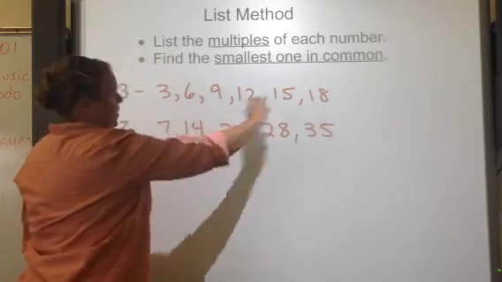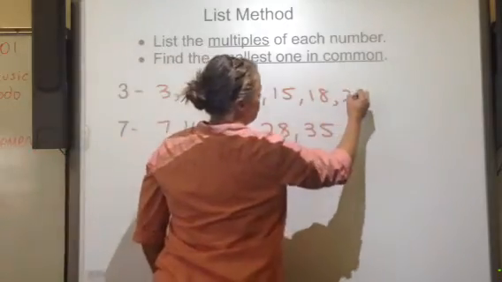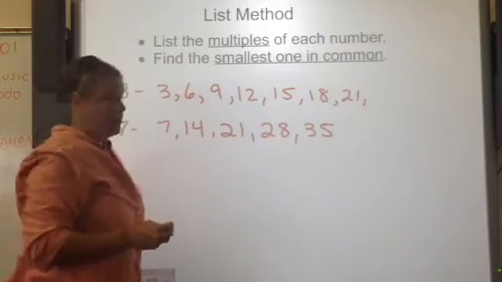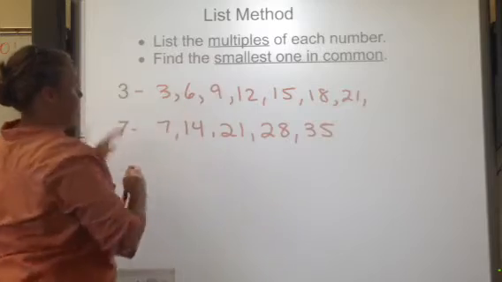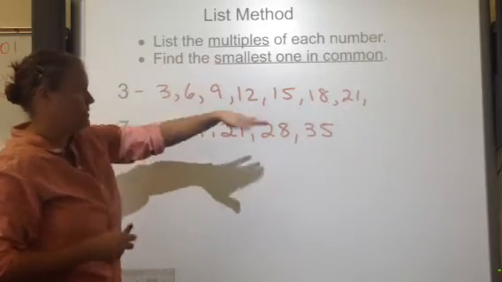So as I can see, so far I don't have anything in common. I'm going to add some more to my 3s. 21. Oh, and that reminds me, I already have a 21. So you're looking for the smallest one they have in common. So right now they don't have a 3 in common, they don't have a 6 in common, a 9, a 14, a 12, 15, 18.